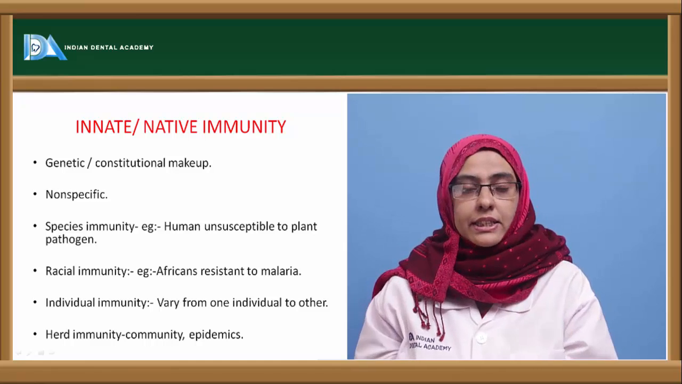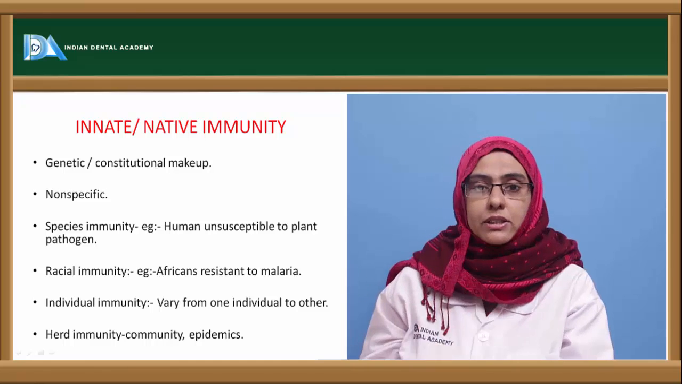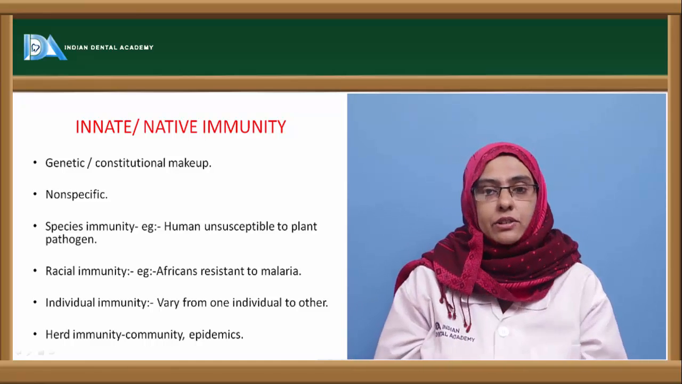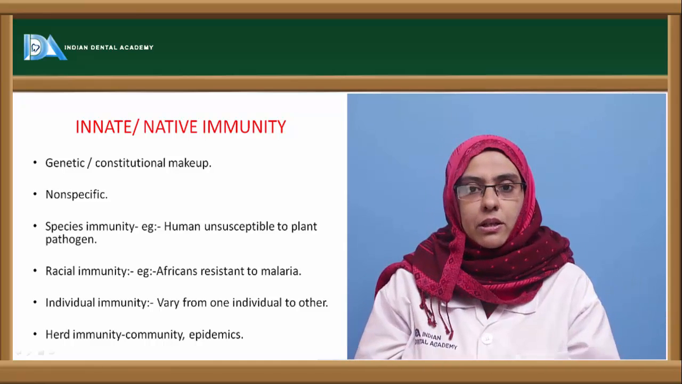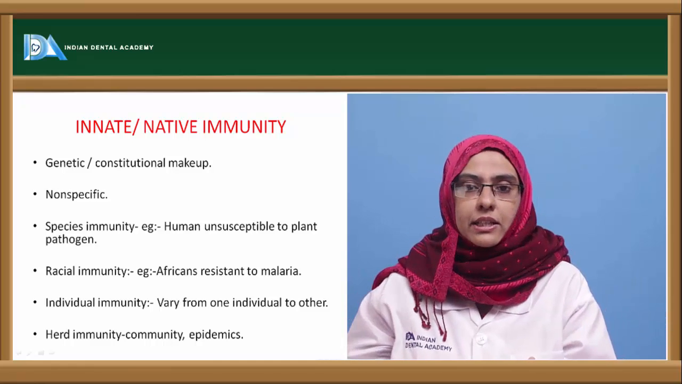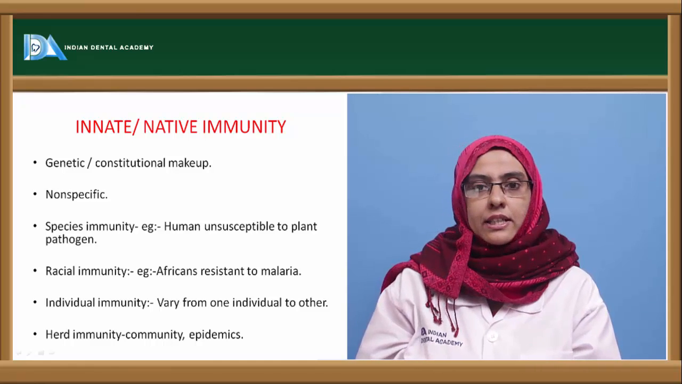We don't get the diseases that the plant gets. The organism that causes diseases in plants cannot affect us. So that is called species immunity. So we all are resistant towards a particular infection that is caused in another group of species. So that is called species immunity.